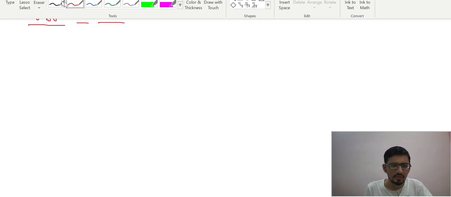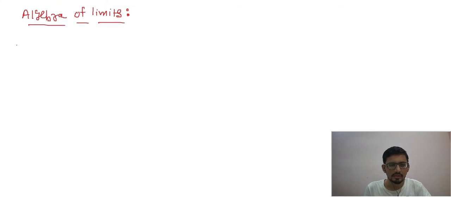Hi students, last time we studied the concept of limit. Today, moving forward, the next thing we are studying is the algebra of limits. We will learn what different kinds of operations you can perform while evaluating limits, so there is a set of rules that we have to follow.